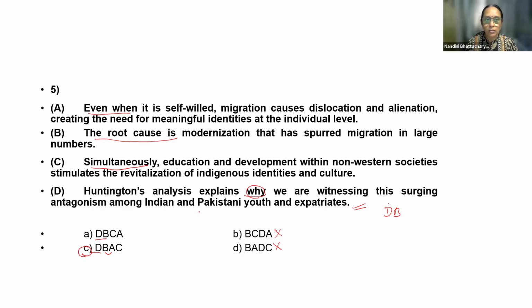How did you get into what comes after B? Because C is more like the last or just the conclusion. Now here it says, even when it is self-willed, migration causes dislocation and alienation. So this is another specific point discussing the problem. And C is more like a conclusion. Right?